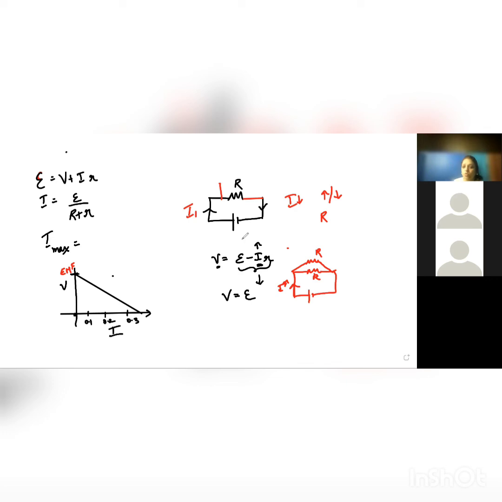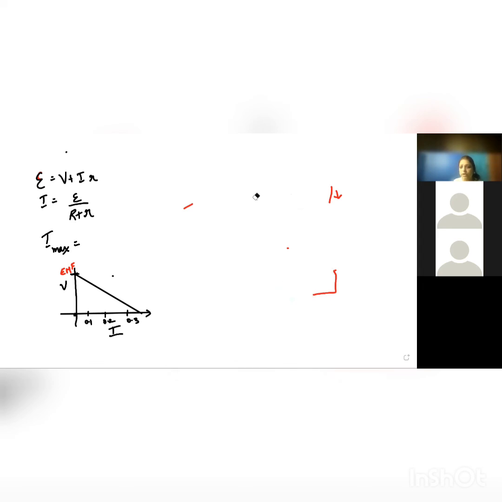What is the maximum current I can draw? The maximum current I can draw is when there is no resistance at all. What is this condition? It has a special name. I have no resistance, I just connect positive with the negative. What is this known as? Short circuit.